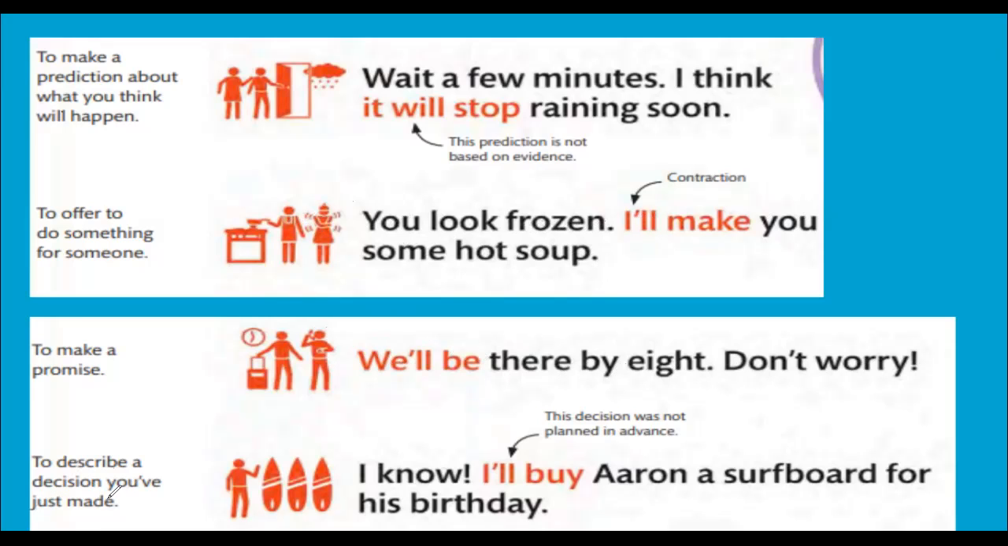To describe a decision you just made: I know, I will buy Aaron a surfboard for his birthday. This person goes along, notices a surfboard shop, and suddenly, standing right there, decides that his friend's birthday is coming and he will buy him a surfboard. That's a sudden decision that he's taken. This decision was not planned in advance. If he said, I am going to buy Aaron a surfboard, that would mean he had already thought about it and planned it in advance. But with will, the decision is sudden and taken on the spot, right there.